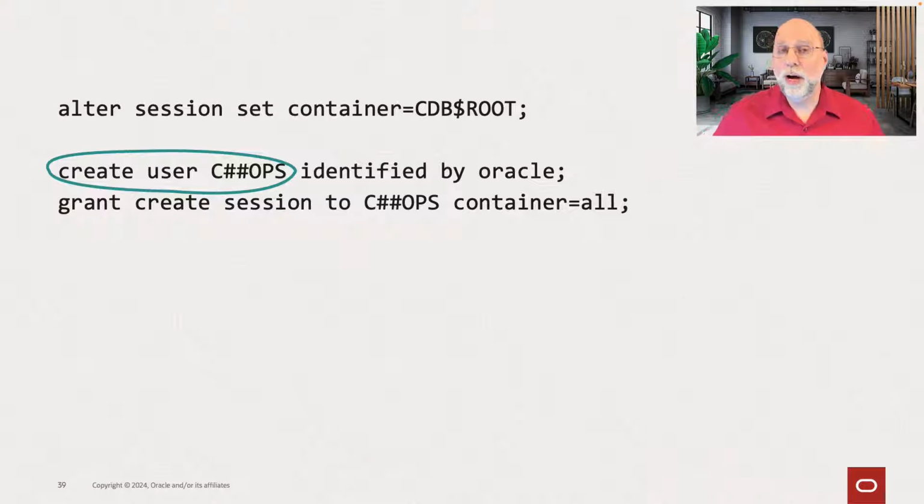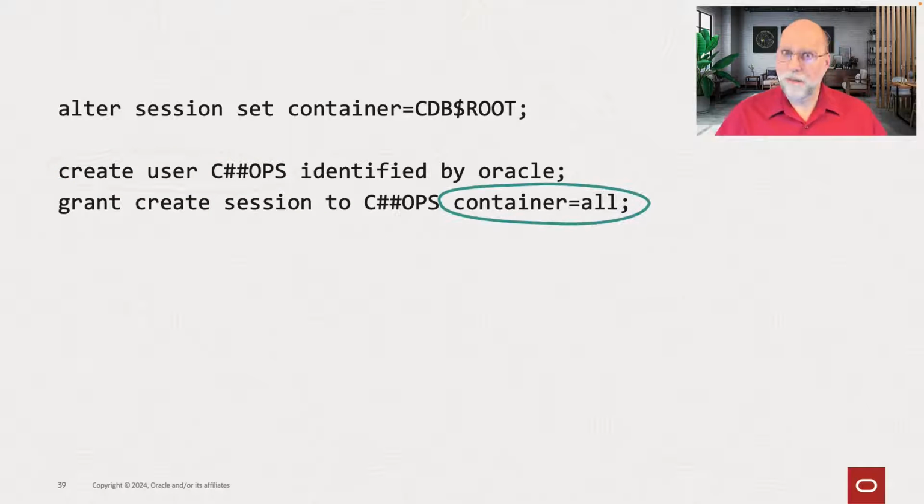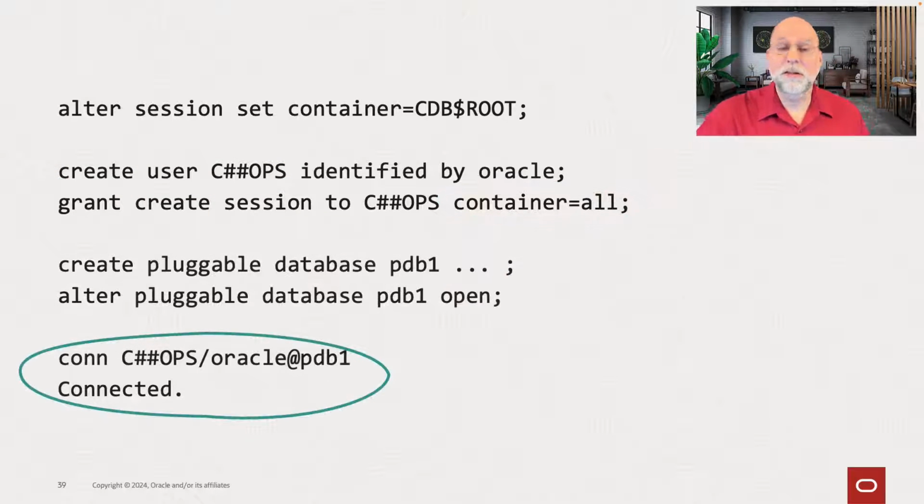Then we can go and grant the privileges we want to this user. In this case, an ops user, we want them to be able to create a session in any container. Now, you already have a couple of common users. Sys and system, for example, are common users all the time, but you don't want everybody connecting to your database as sys or system if they need to access other pluggable databases. So that's one reason that you would create these common users and then define the privileges for them and the containers that they can access.